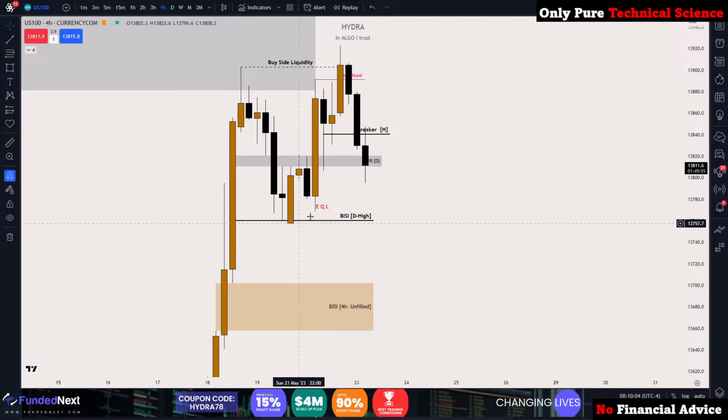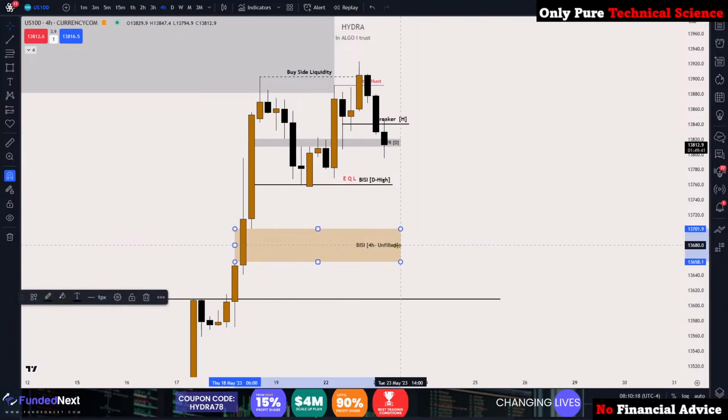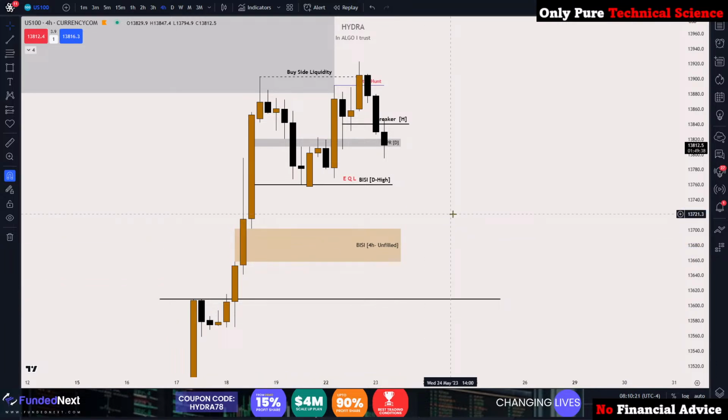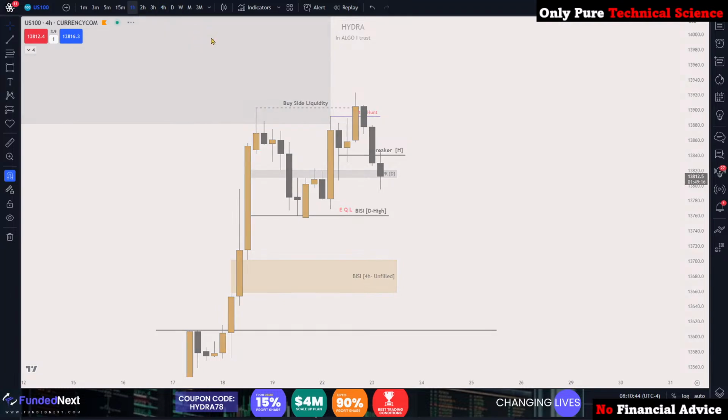I want to see a drop below here. That's what makes sense to me. And inside this daily fair value gap, we have this 4-hour BC that is unfilled. So unfilled fair value gaps are powerful. Always remember that. Price will hunt two things always: liquidity and fair value gap. So if a fair value gap is unfilled like this, it attracts price most. So to me, it makes sense if I see a drop here. That's what I'm expecting to see, maybe not today, but this week. Then price can go towards the buy side.